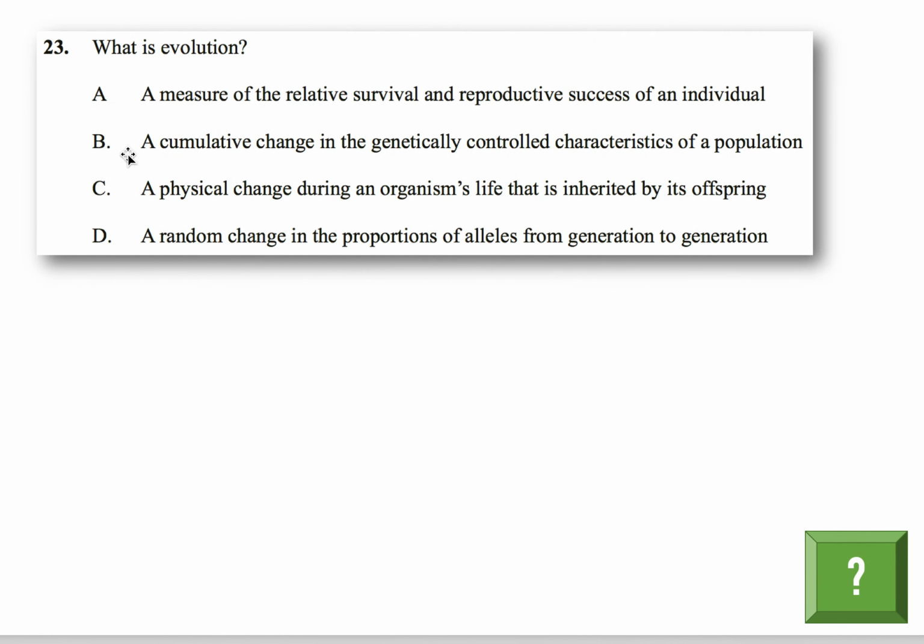So it's going to be B, a cumulative change in genetically controlled characteristics, so heritable characteristics of a population. So it's going to be B. The rest of them, I guess they'll just be random sentences. Let's check here. A measure of the relative survival and reproductive success of an individual. Now, again, that's not the definition of evolution, because this is the official definition.